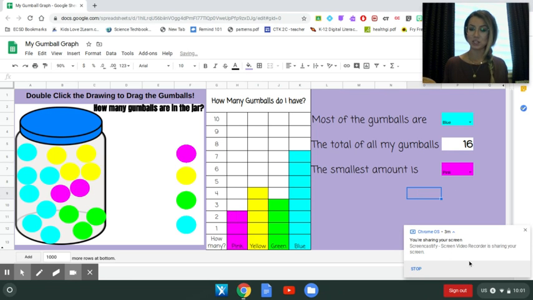And I'm finished. So I've entered my data into the bar graph and I've analyzed the results by checking which one were the most gumballs in the jar, what was the total, and what was the least.